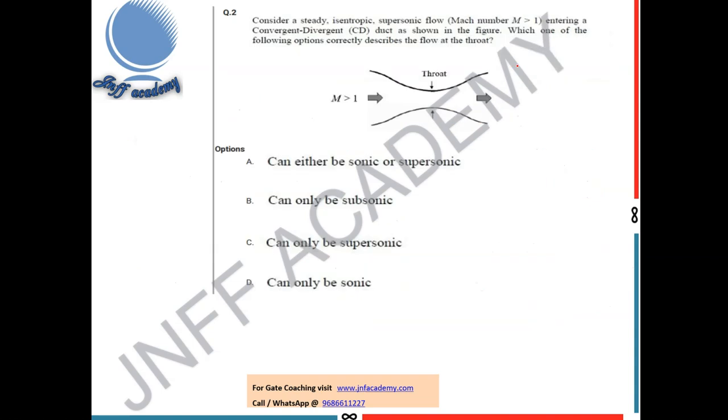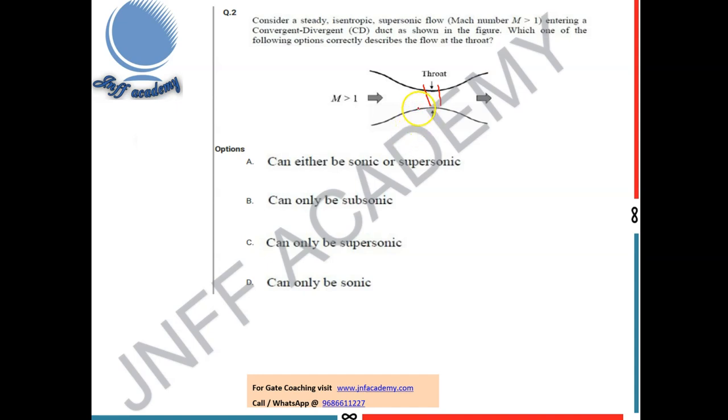And the next question is a very conceptual question. A supersonic flow is getting into a convergent divergent duct, and the throat is here. What they're asking is, which one of the following statements correctly describes the flow? So what can be the velocity in the throat?